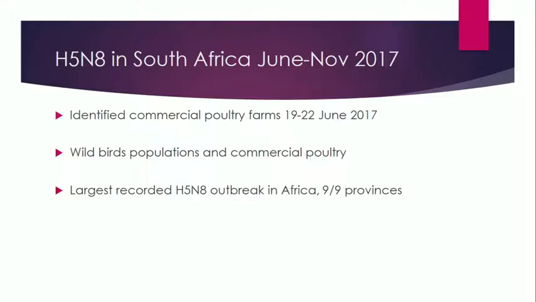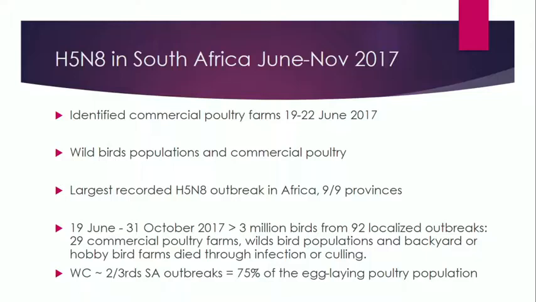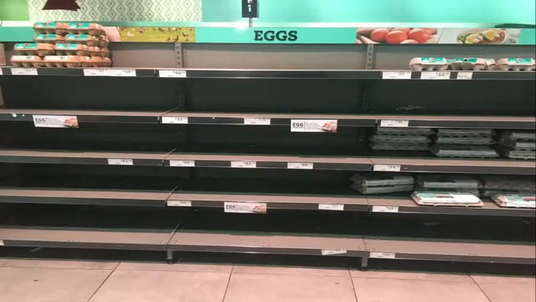It was registered as the largest recorded H5N8 outbreak in Africa, spreading to all 9 of the provinces. And between the 19th of June and 31st of October, which is the time span of the commercial outbreak, more than 3 million birds died in 92 localized outbreaks. So these were commercially farmed poultry, wild birds, and also hobby bird farms. And in the Western Cape, we found that 2/3 of the outbreaks were in fact localized here and resulted in wiping out of 75% of the egg-laying capacity in this region, and resulted in a picture that looks something like this, where there were no eggs in Pick n Pay.